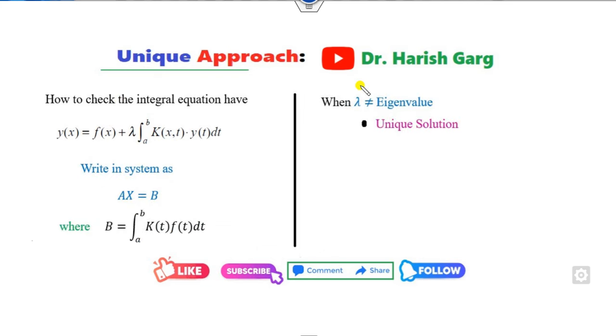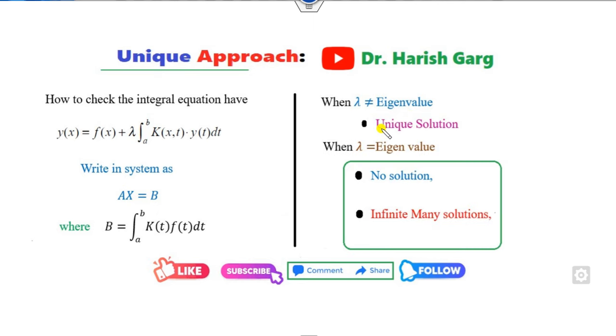Then whenever lambda is not equal to, that means whenever this value is not equal to the eigenvalues of the A of this system, then it's a unique solution. Whenever they are equal, then we have no or infinite solutions. When it will be no solution or infinite, you can calculate this value B. If B is 0, then we have infinitely many solutions, and otherwise we have no solution. That's a simple trick for you.